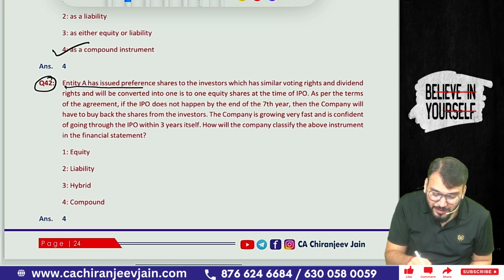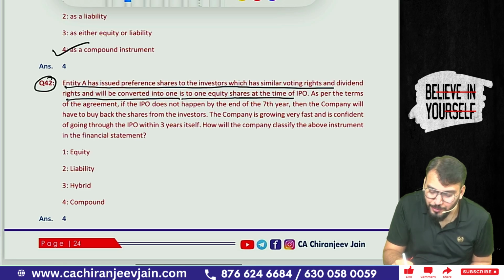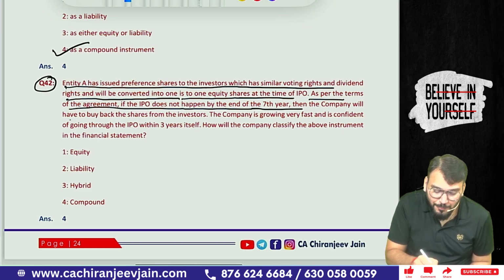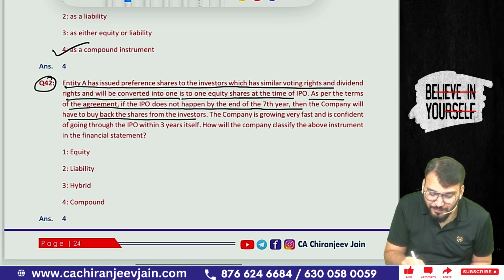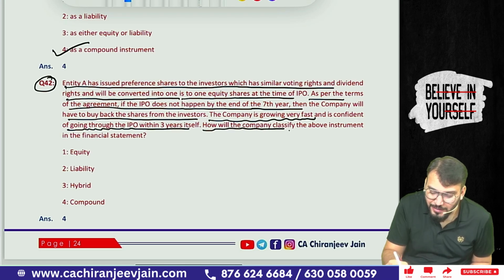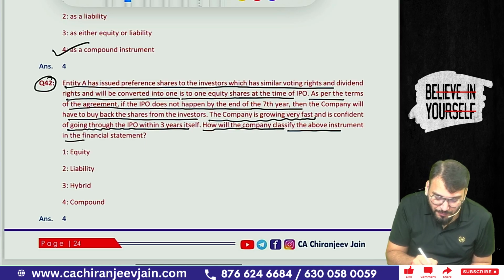Entity A has issued preference shares to the investor which have similar voting rights and dividend rights and will be converted into equity shares 1:1 at the time of IPO. As per the terms of the agreement, if the IPO does not happen by the end of the 7th year, the company will have to buy back the shares from the investor. The company is growing very fast and is confident of going through the IPO within 3 years itself. How will the company classify the above instrument in the financial statements?